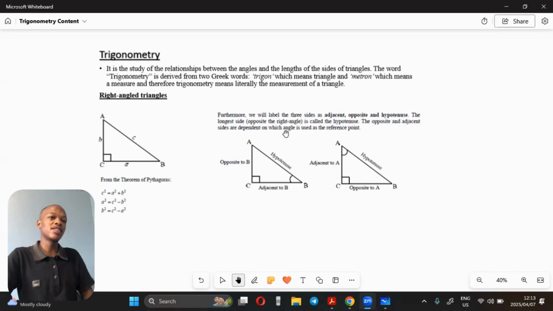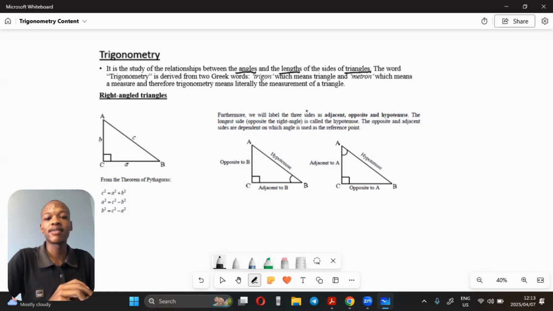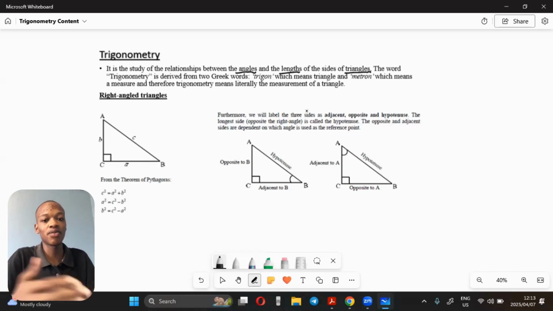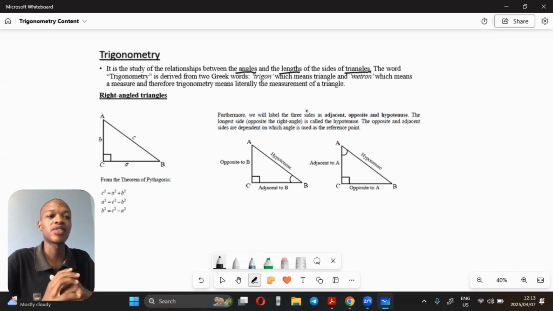So trigonometry, what is trigonometry all about? Trigonometry is a relationship between the angles and the lengths of the sides of triangles. That is, we'll be working with triangles and angles. Remember, triangles have 3 sides, and the relationship is between those sides and the angles that have been formed by those sides.